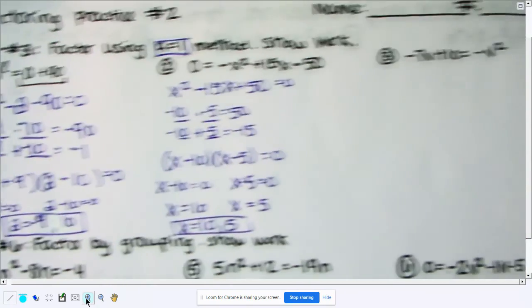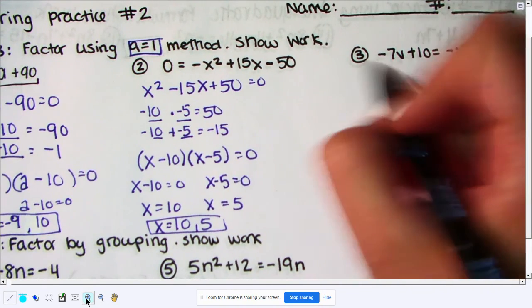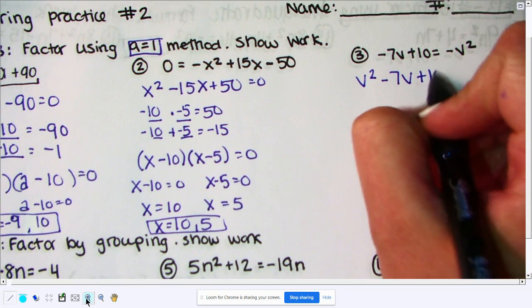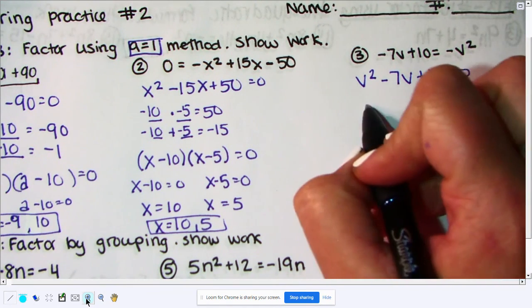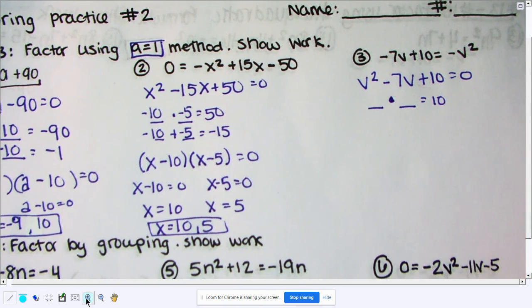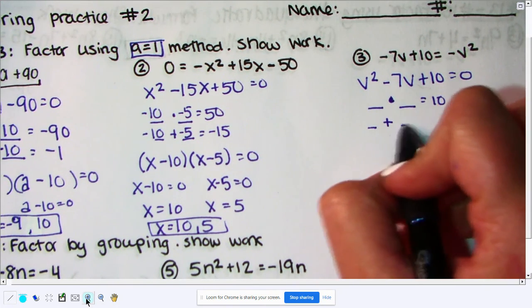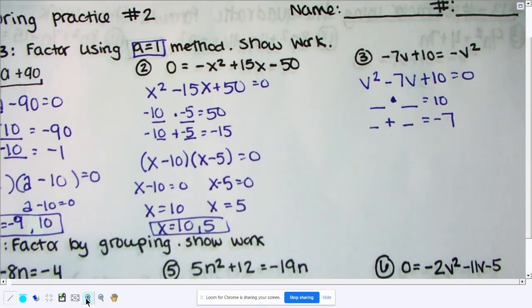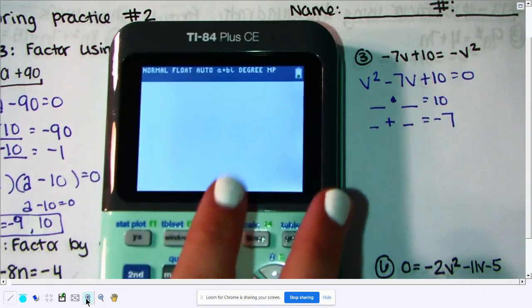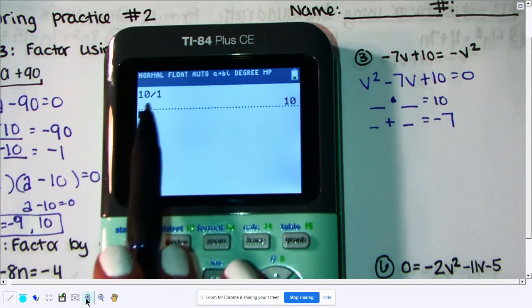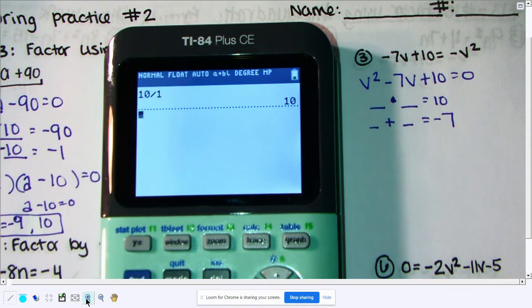All right, for the very last one, v squared has to be moved, so I'm going to add it. So I get positive v squared minus 7v plus 10 equals 0. I'm looking for two numbers that multiply to 10, and those same two numbers have to add to negative 7. So going through my numbers, remember there are shortcuts to finding factors. I'm going to start at 10 and just start dividing. 10 divided by 1 is 10. Can't combine 10 and 1 to get 7. So now 10 divided by 2 is 5.